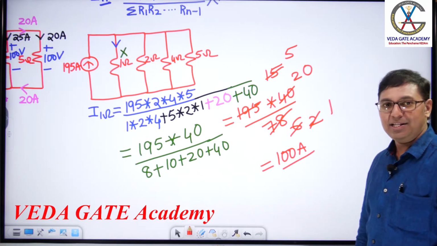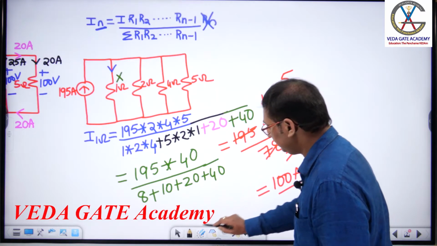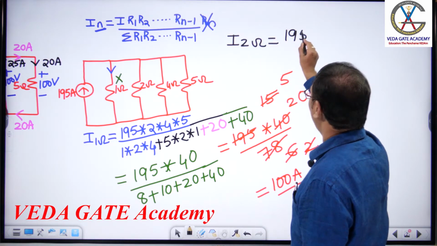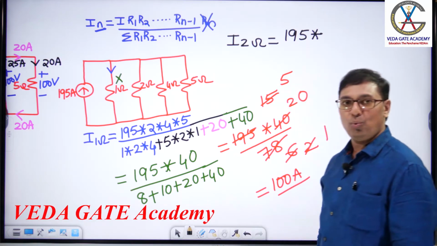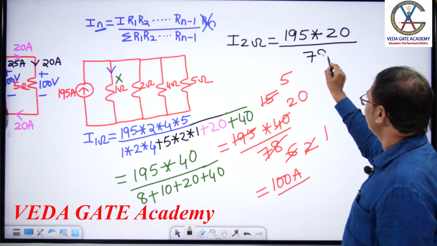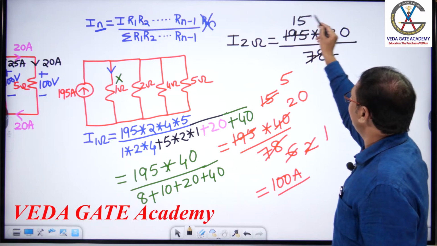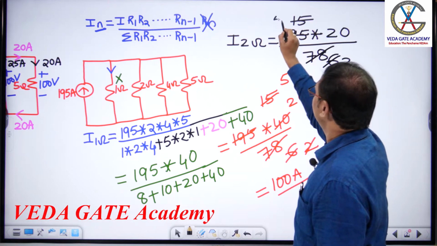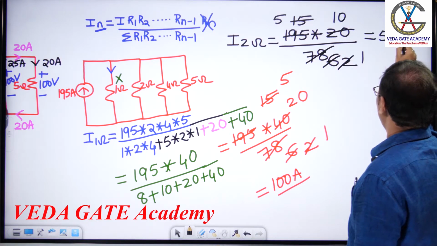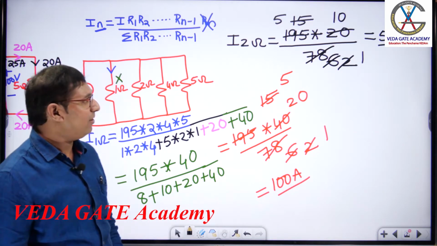Similarly, shall we find current in the 2 ohm branch? Yes. Let us find current in the 2 ohm branch. Current in the 2 ohm branch, 195 into, except 2, what is the product of other resistors? 20 divided by denominator 78. Cancel this. 13 sixes are 78, 13 fifteens are 195, 3 twos are 6, 3 fives are 15, 2 ones are 2, 2 tens are 20. What is the value, sir? 50 amperes. Sir, for all the currents do we have to do like this?